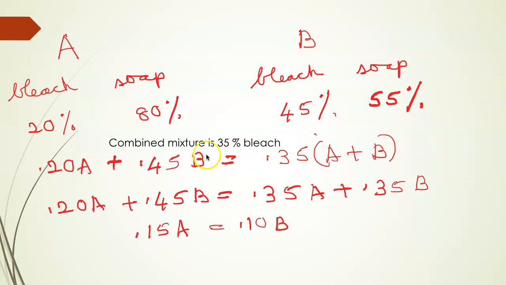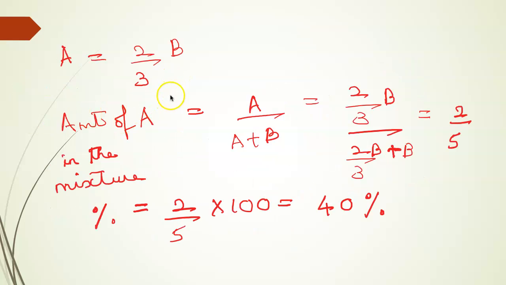Now what do we need? A combined mixture which is 35% bleach. So 0.20 of A plus 45% of B, that is 0.45B, should be 0.35 of A plus B. So combining, what do we get? 0.20A plus 0.45B is 0.35A plus 0.35B, or 0.15A equal to 0.10B, or A equal to 2 by 3B.